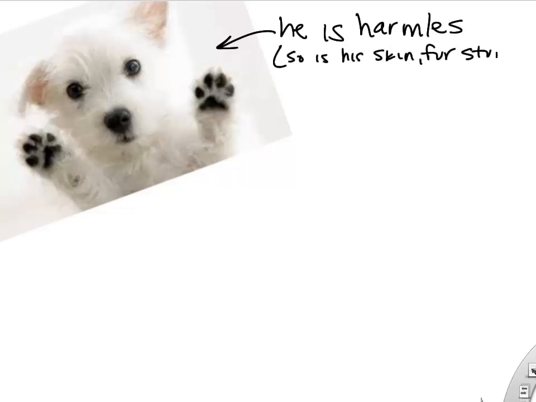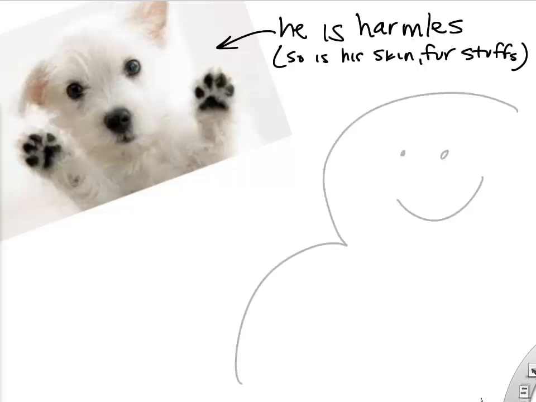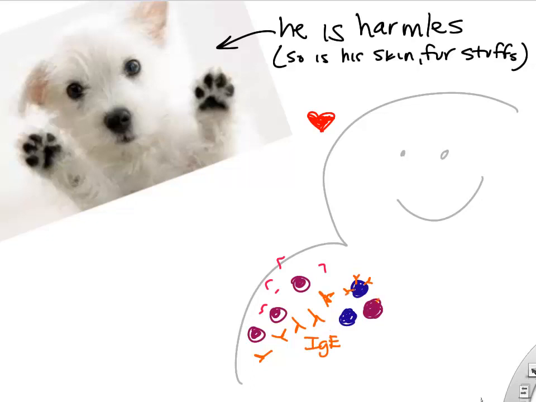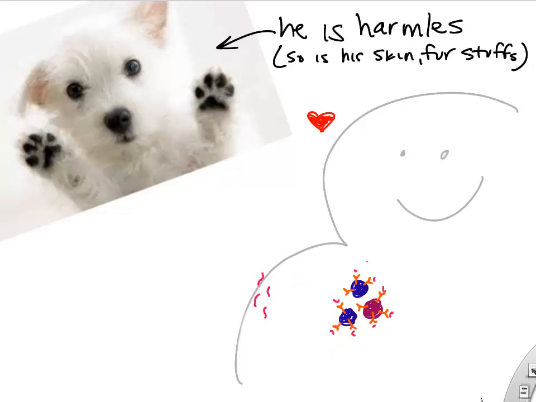So this puppy seems harmless enough, and parts of its skin and fur really shouldn't be any bother to you, but for some reason your immune system reacts to those little proteins or markers. It might start with your B cells producing IgE antibodies. And then those IgE antibodies stick onto your basophils and your mast cells. And those basophils and mast cells sit around in your airways and in your skin.